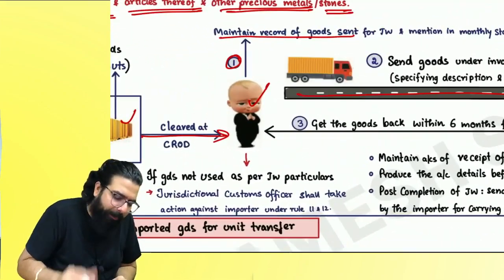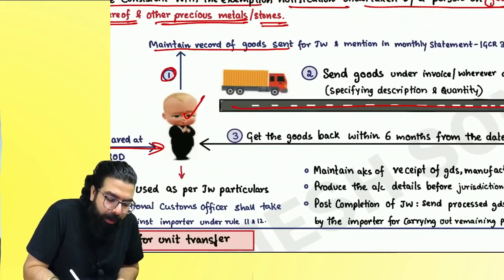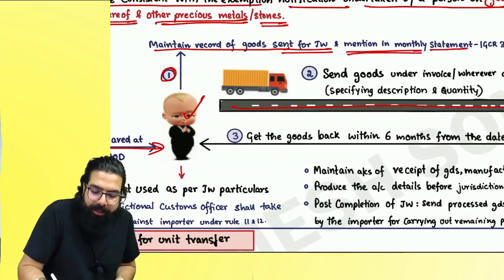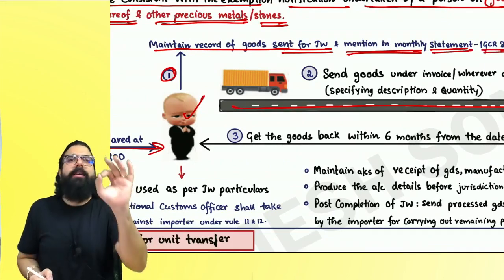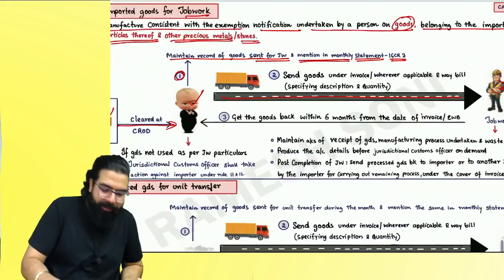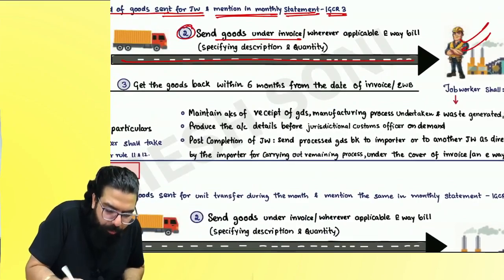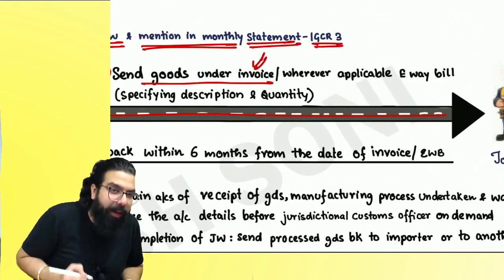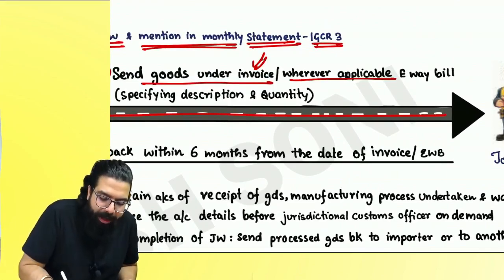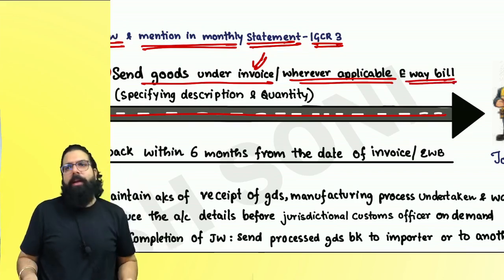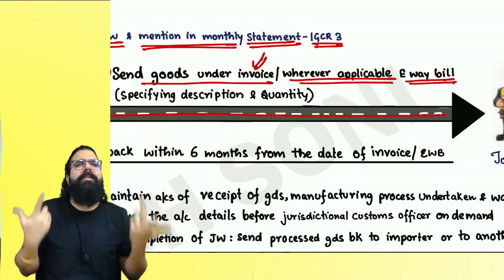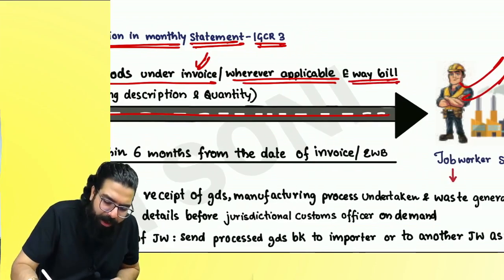How will I send it? Number one, I should maintain the record of the goods which are sent for job work, and I should mention it in the monthly statement, which is IGCR 3. Simple. Number two, when you are sending it for job work, you should send it under the cover of an invoice, if applicable, and wherever applicable, an e-way bill. So invoice and e-way bill, or might be only delivery challan plus e-way bill, and you can send it for job work.